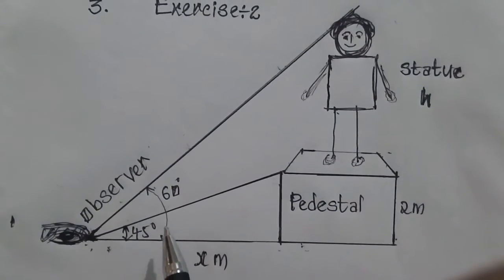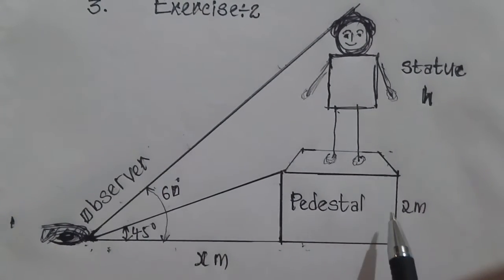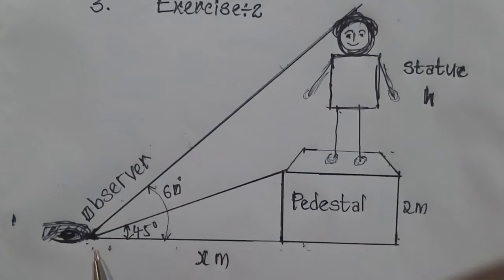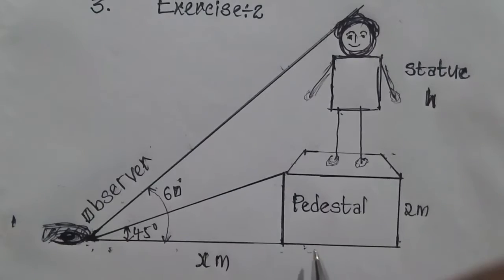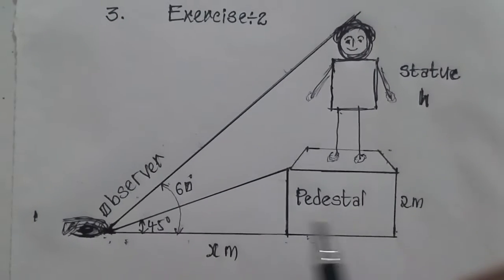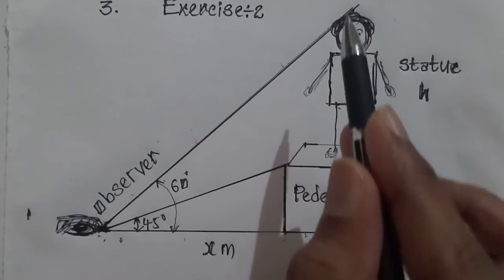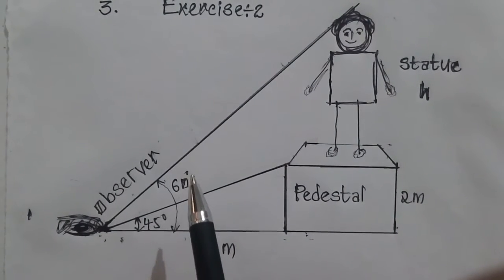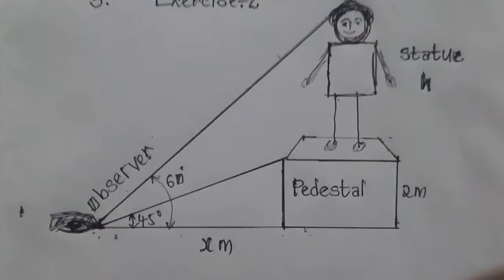Here the angles 45 degrees, 60 degrees and 2 meters are given. We should find the height of the statue, and we will find the distance between the point of observation and the foot of the pedestal. Based upon this, I will draw right angle triangles. You will get two right angle triangles, one with 45 degrees and one with 60 degrees.